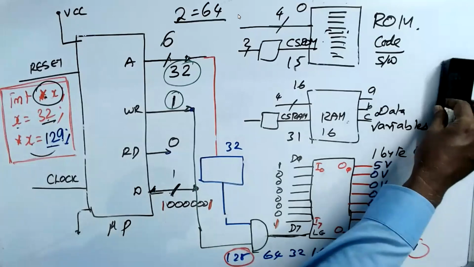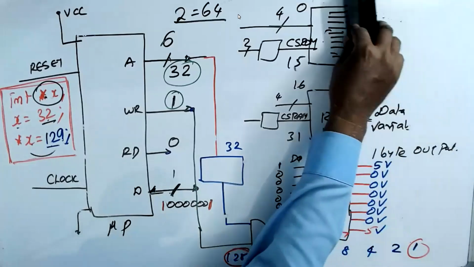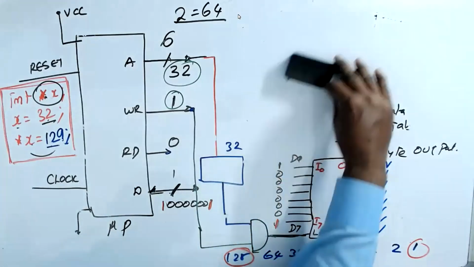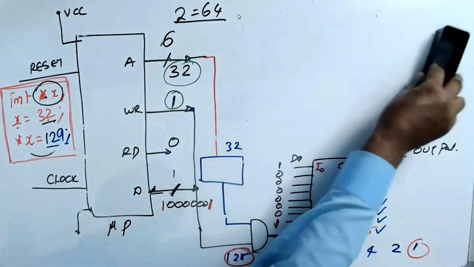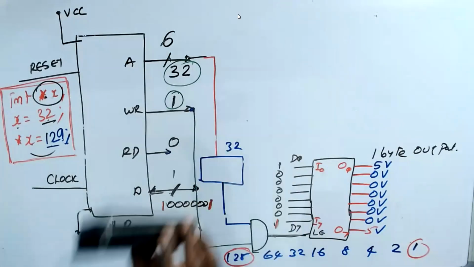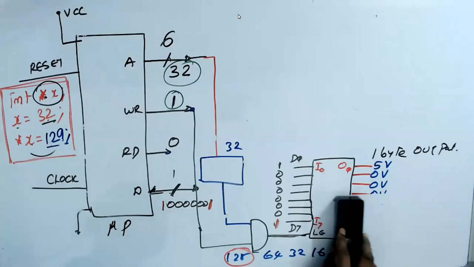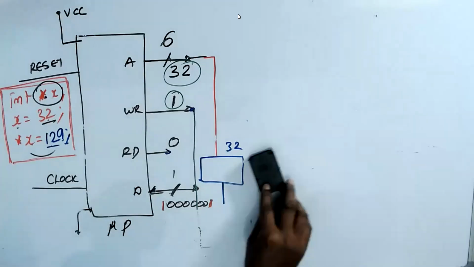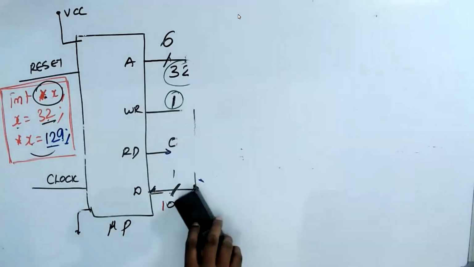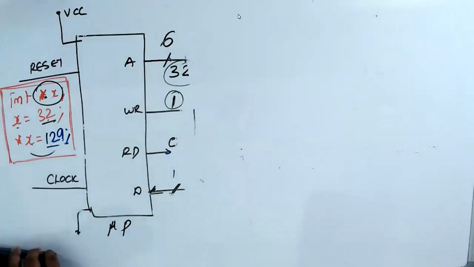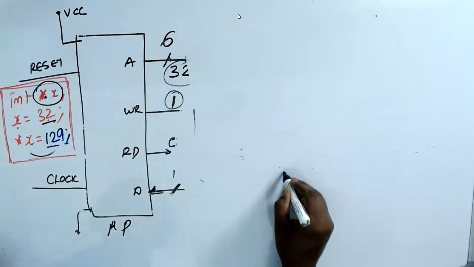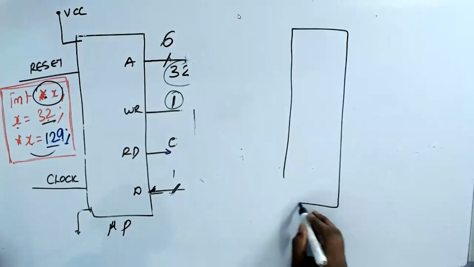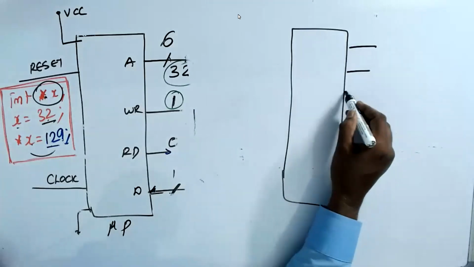We know that our program is going to be in ROM. Our variables are going to be in RAM. I remove them. I don't need them. Now, I am worried about only the output. So, I take only that. So, I draw this. Only the output, which has 8 output pins.